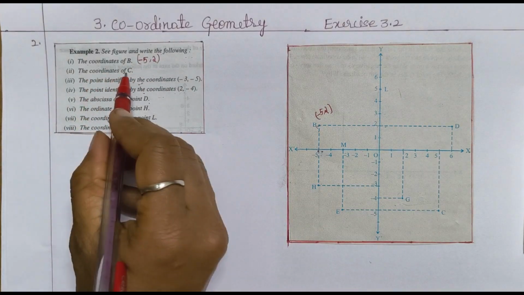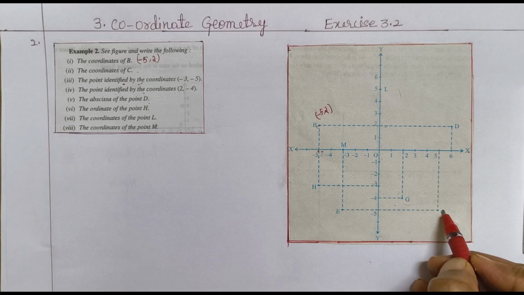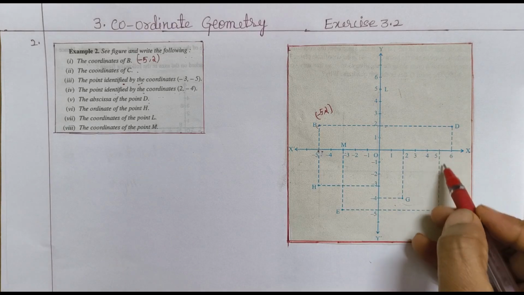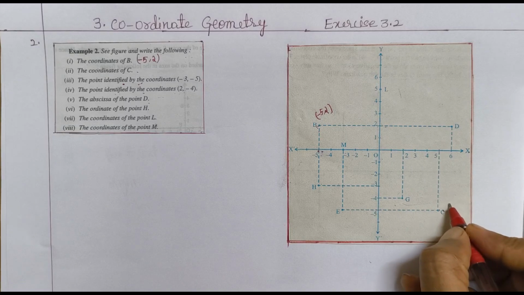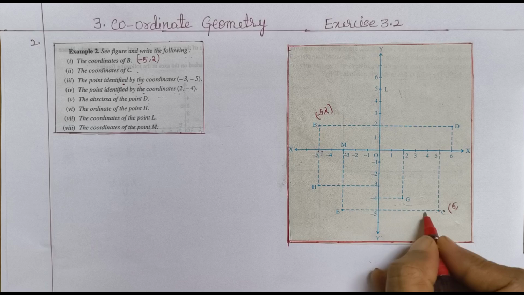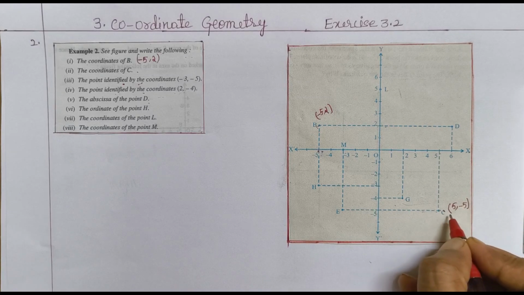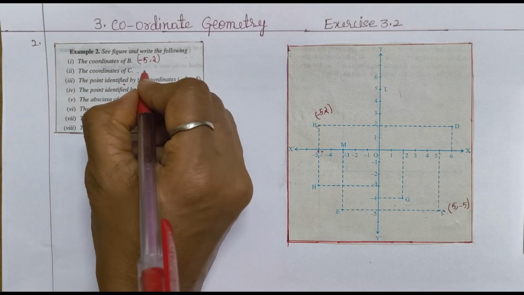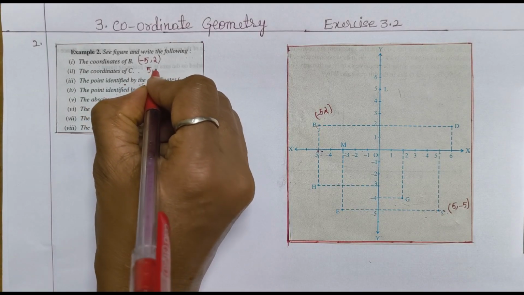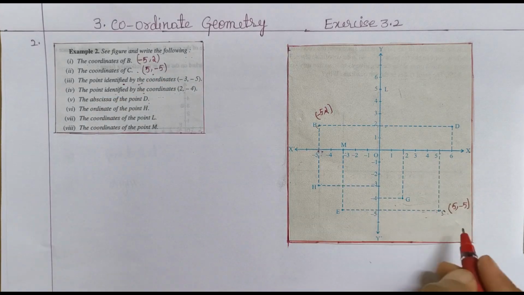Next, the coordinates of C. Where is C? Here C is there. For the coordinates of C, first we see the x-axis, 5. The y-axis, minus 5. So I am writing here, first the x-axis coordinate 5, next the y-axis coordinate minus 5. C coordinates are 5, minus 5. You write here 5, minus 5 is the answer.